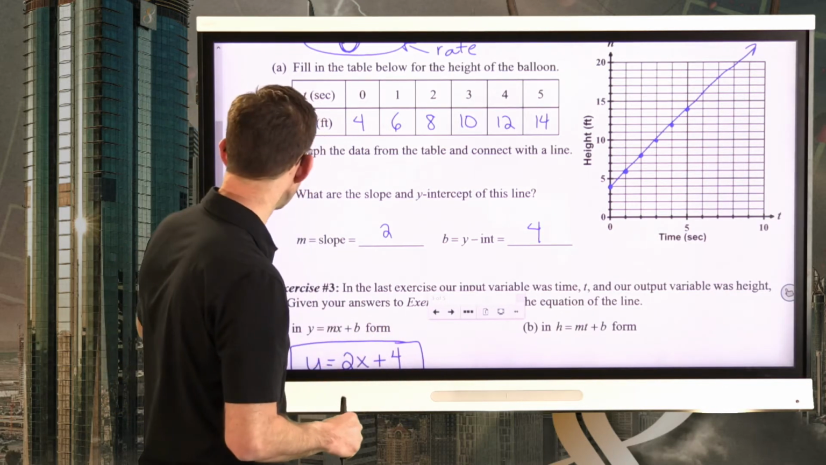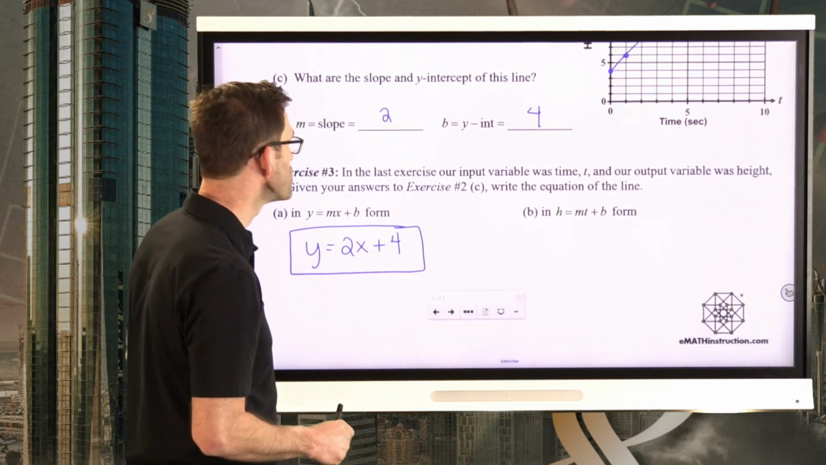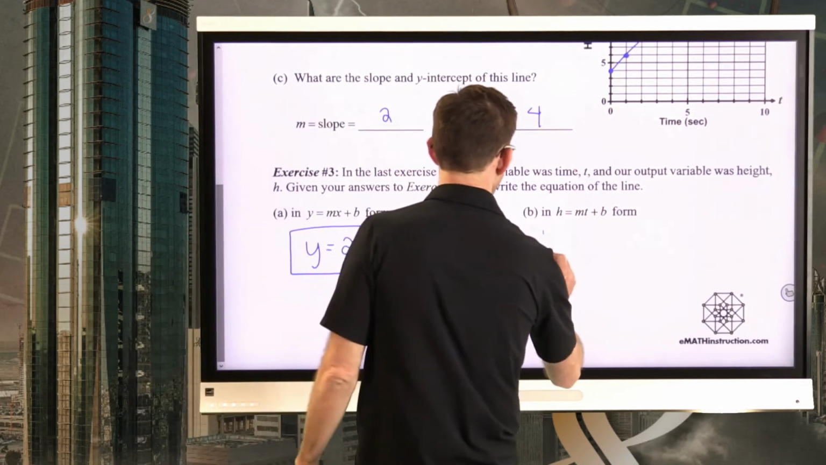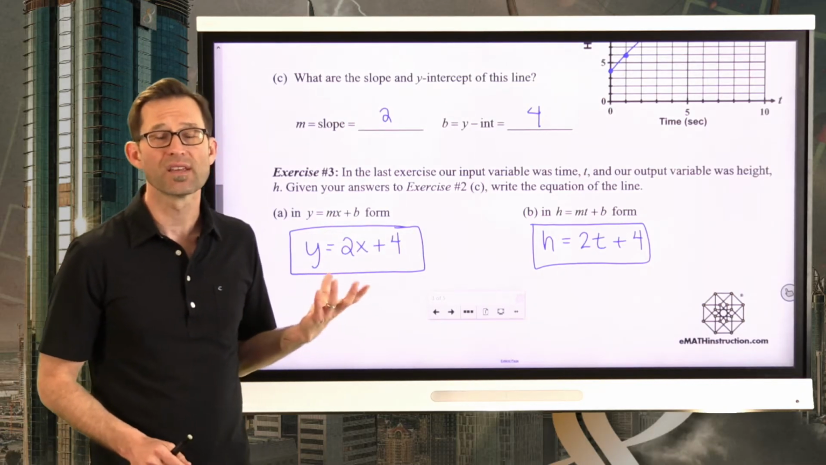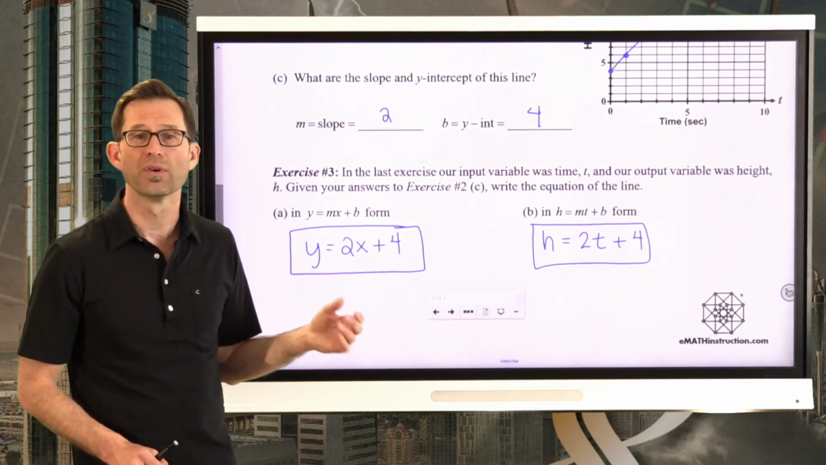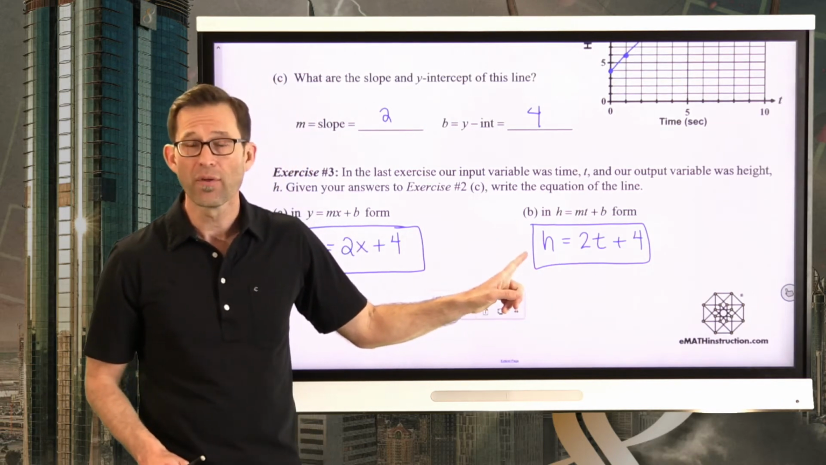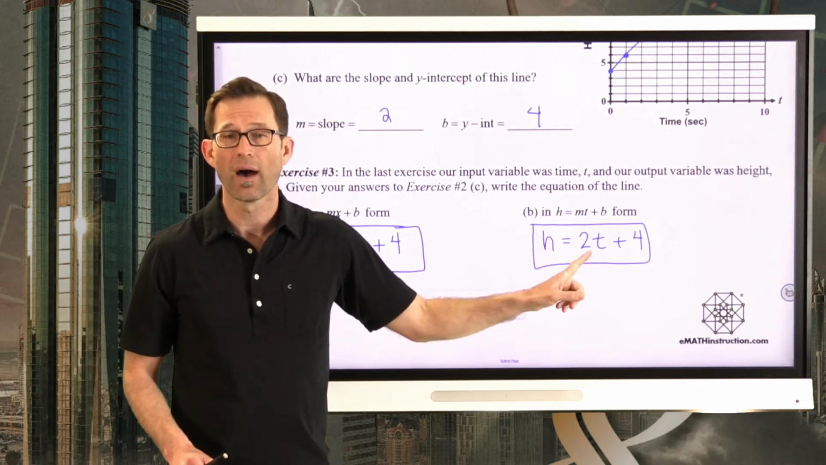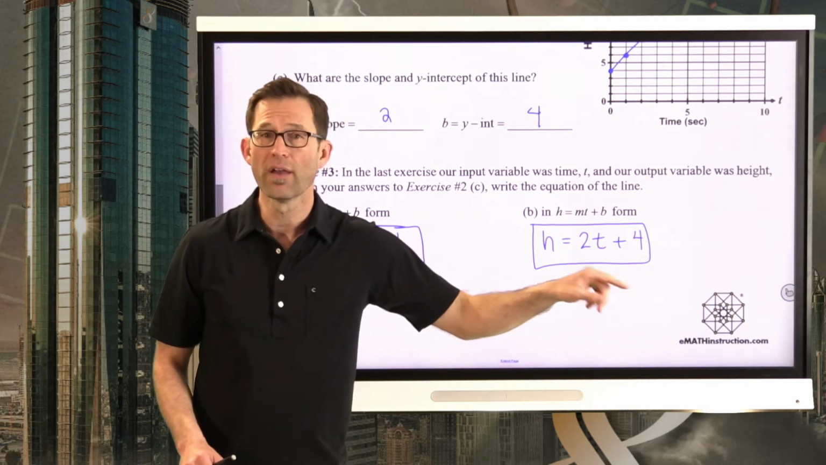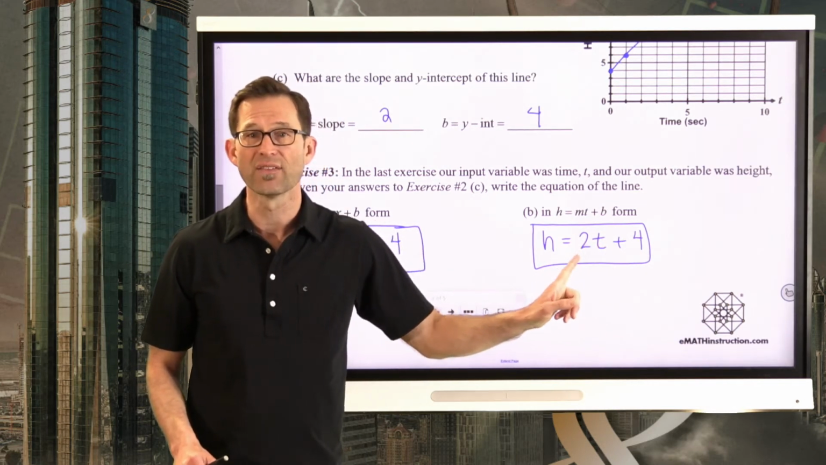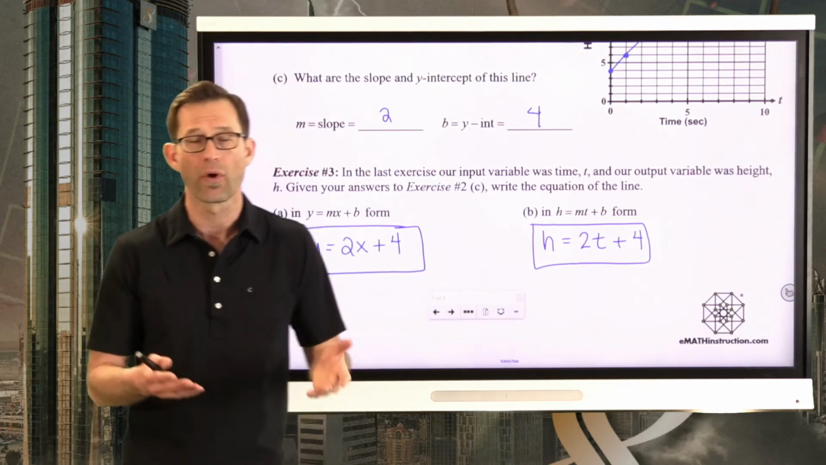So in letter B, where I ask you to write the equation in h equals mt plus b form, all I'm saying is this is a better way of writing it than this. Because this really doesn't have any kind of real meaning to us, whereas this I can say, oh, the height of the ball is 2 times the time plus another 4, right? I start 4 feet above, and for every second that passes, I get 2 additional feet of rise.